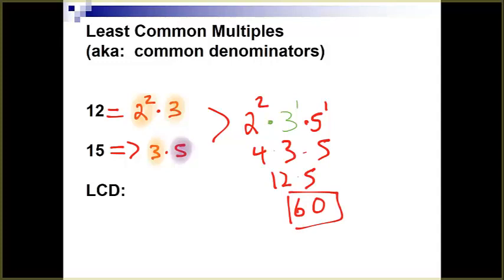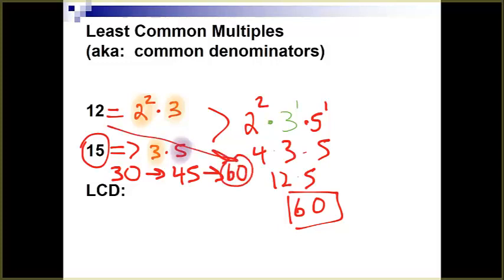Would be 60. And again, if you wanted to do it in terms of the multiples, you could. The multiple of 15 would be 30. 12 does not go into 30, so you go to the next one. 45. 12 does not go into 45, so you go to the next one. 60. 12 goes into 60. Yes, it does. So that means the number that both of them go into is 60. But the way, again, we're going to be doing it is by the numbers with the highest exponents, each one of the numbers with the highest exponents.